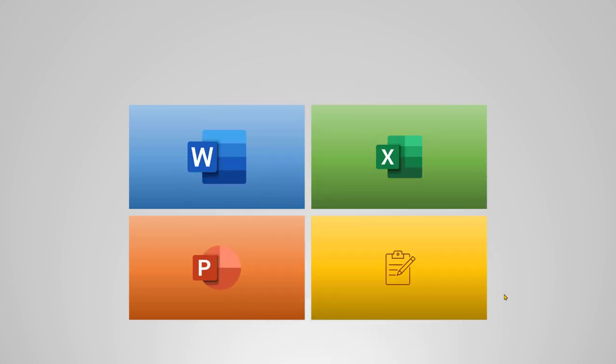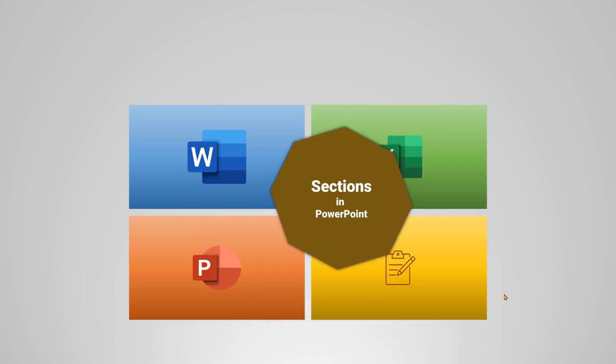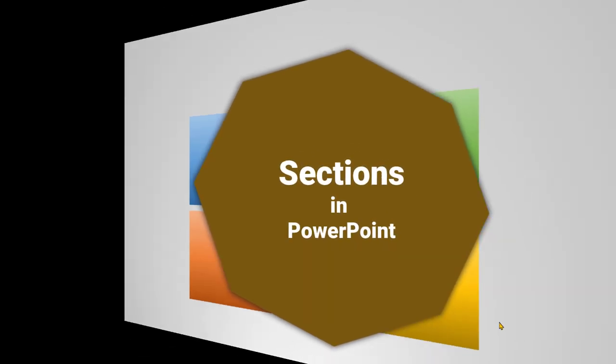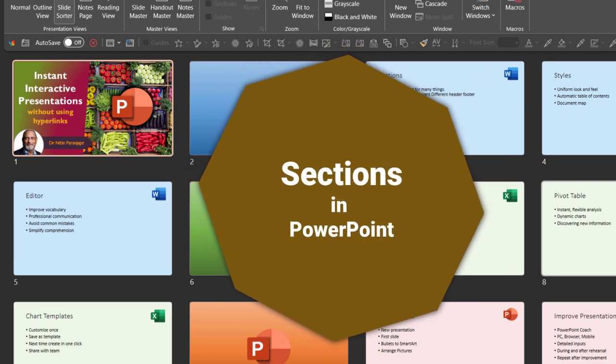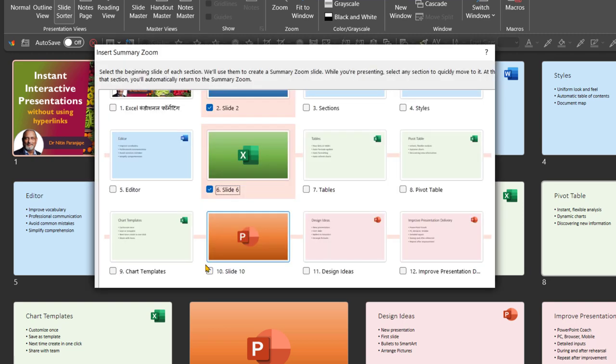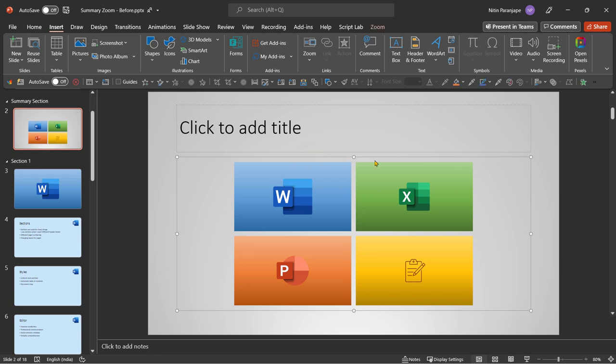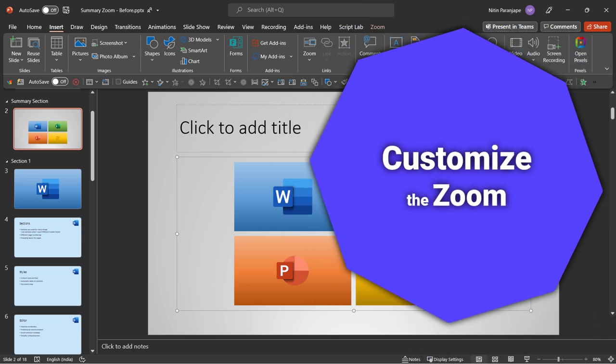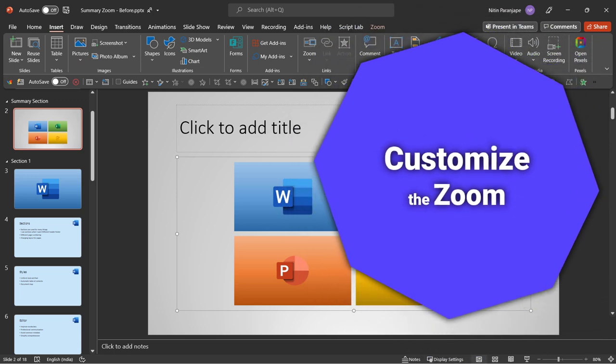First thing you must understand is behind the scenes, it used a feature called sections. When we started, we did not have sections. We just had a long list of slides. Now what it did is whichever slide you chose as the beginning of the topic, it added a section just before it.